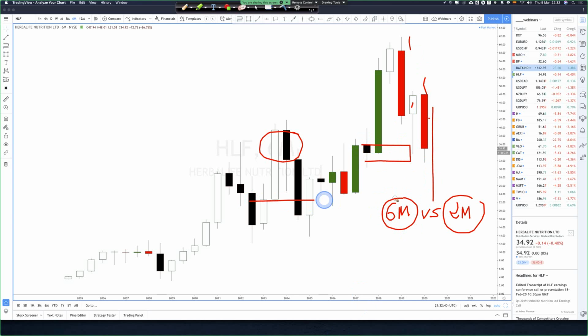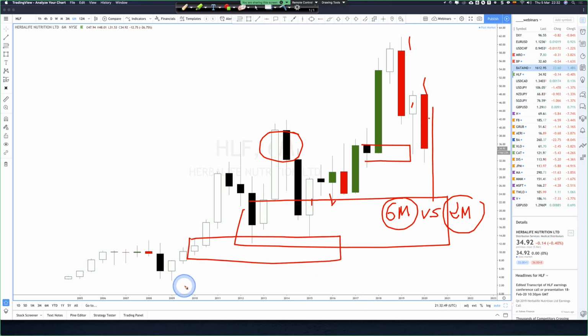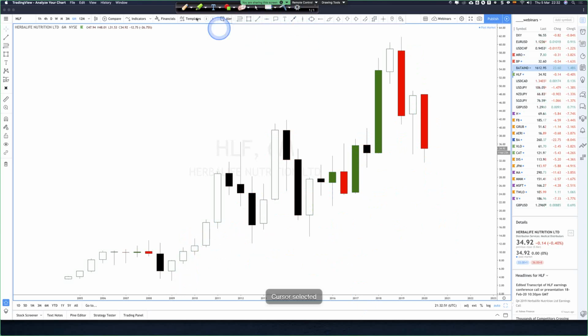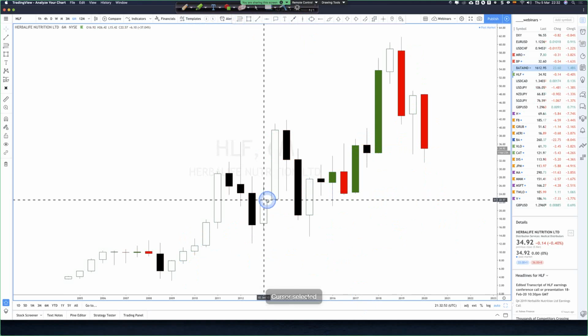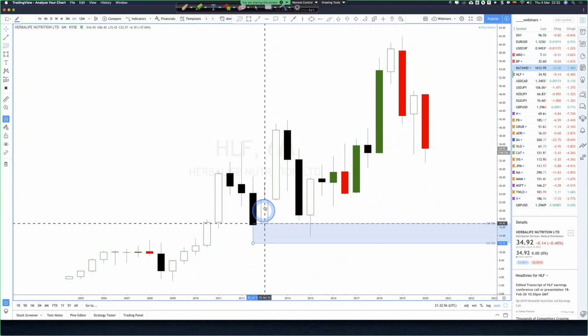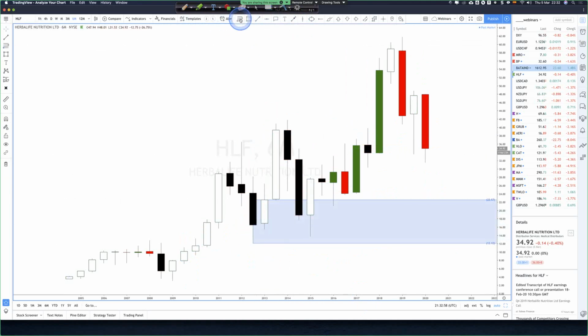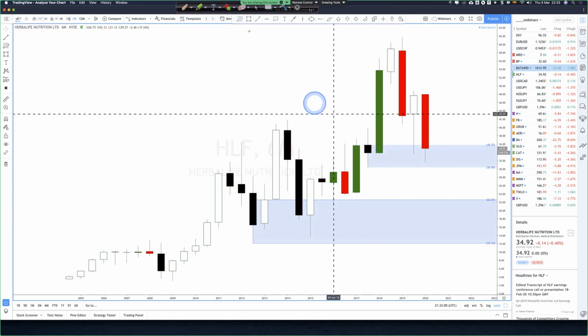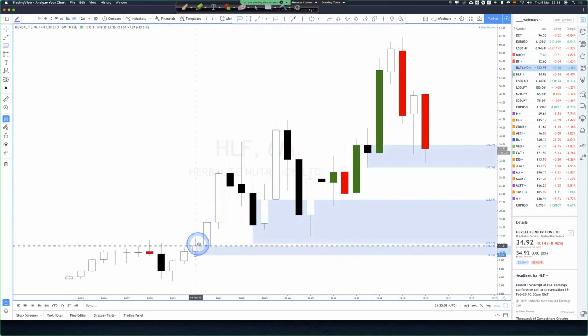We've got a 6 month area of demand that has been tested already and it's used up. And we've got another 6 month area of demand here that is used up. So let me draw them. Those are the areas. And this is the pause.